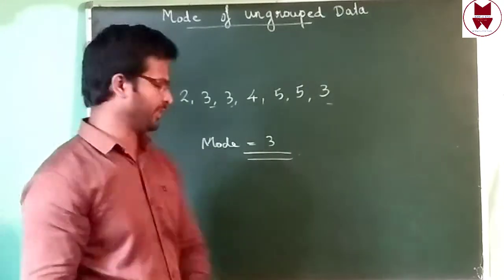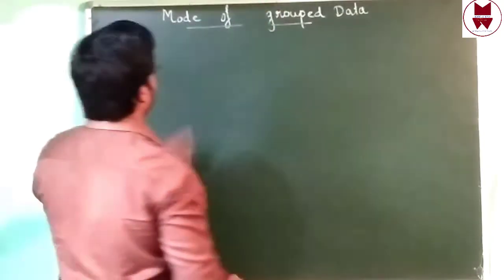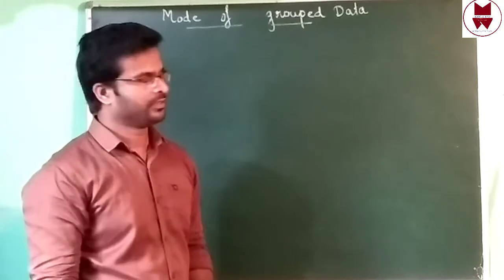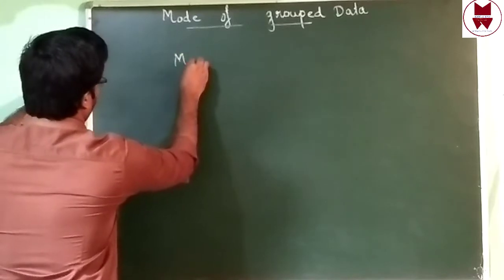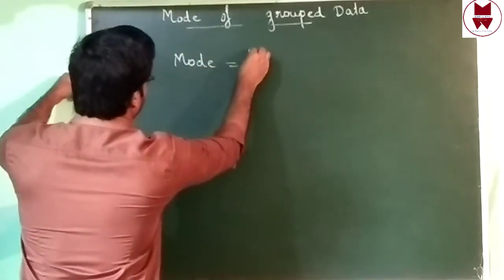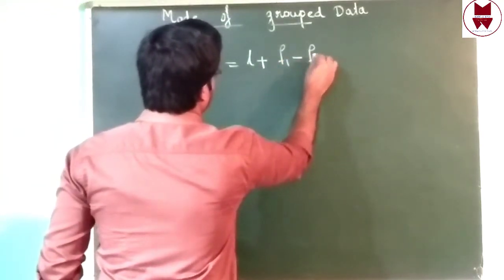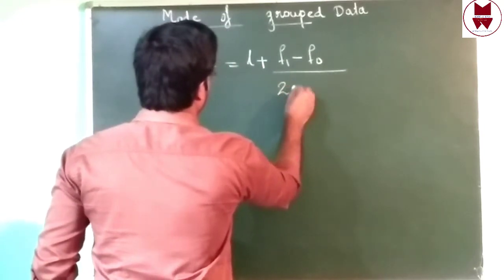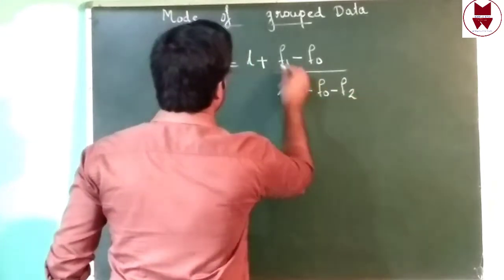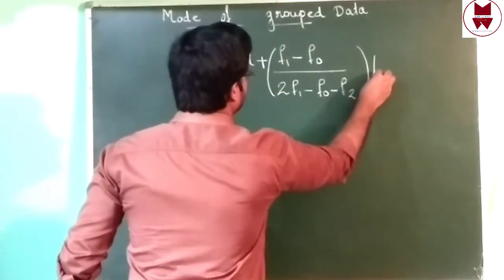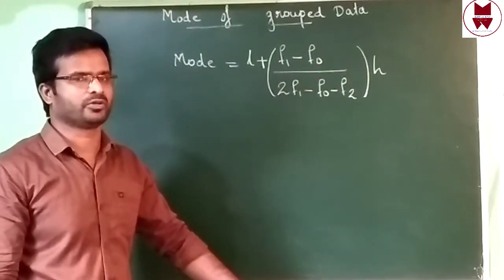But this year we are going to study group data, the mode of group data. For that we will use one formula. First we can see that formula. Mode equal to L plus F1 minus F0 divided by 2F1 minus F0 minus F2, into H. This formula we will use to find the mode of group data.